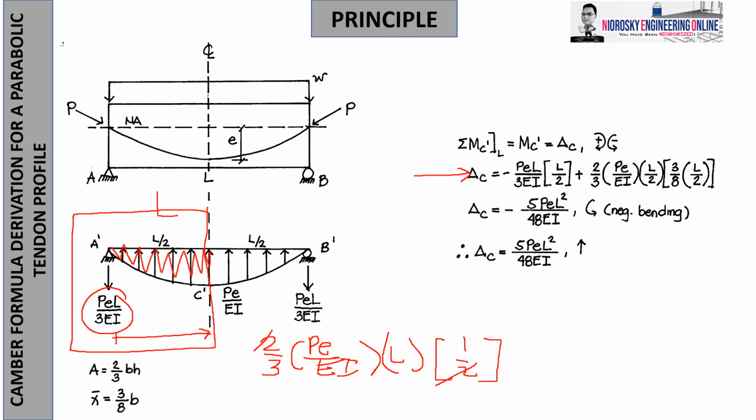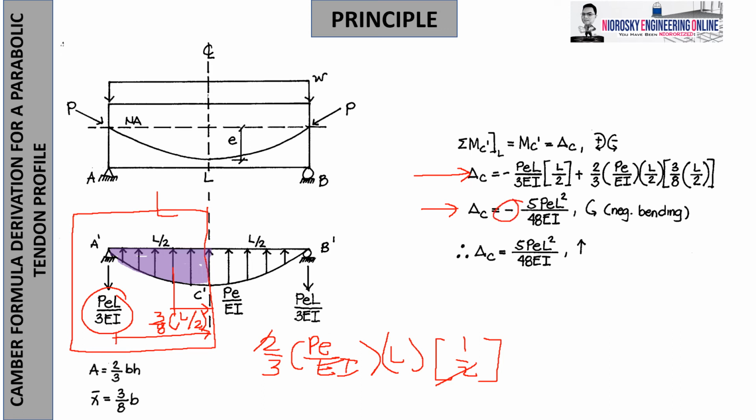Ibahin natin ang kulay. Kasi violet. Yan. So, diyan ka magpo-focus. And then finally, you have to take this as a value of 3/8 of L over 2 kasi yung distance na B in the derivation as shown here at kanina. So therefore, we'll get this following equation as simplified, no? That will become delta C is negative 5PEL squared over 48EI.